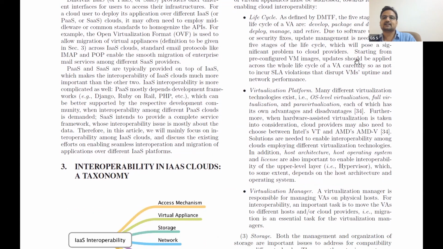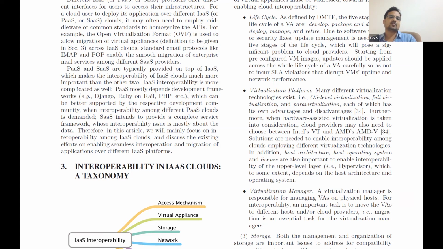First one is life cycle. As defined by DMTF, the stages of the life cycle of a virtual appliance, a virtual machine disk, are develop, package, distribute, deploy, manage, and retire. Retire means it is no more usable. So develop: you create the virtual appliance. Package and distribute: packaging means creating the file.